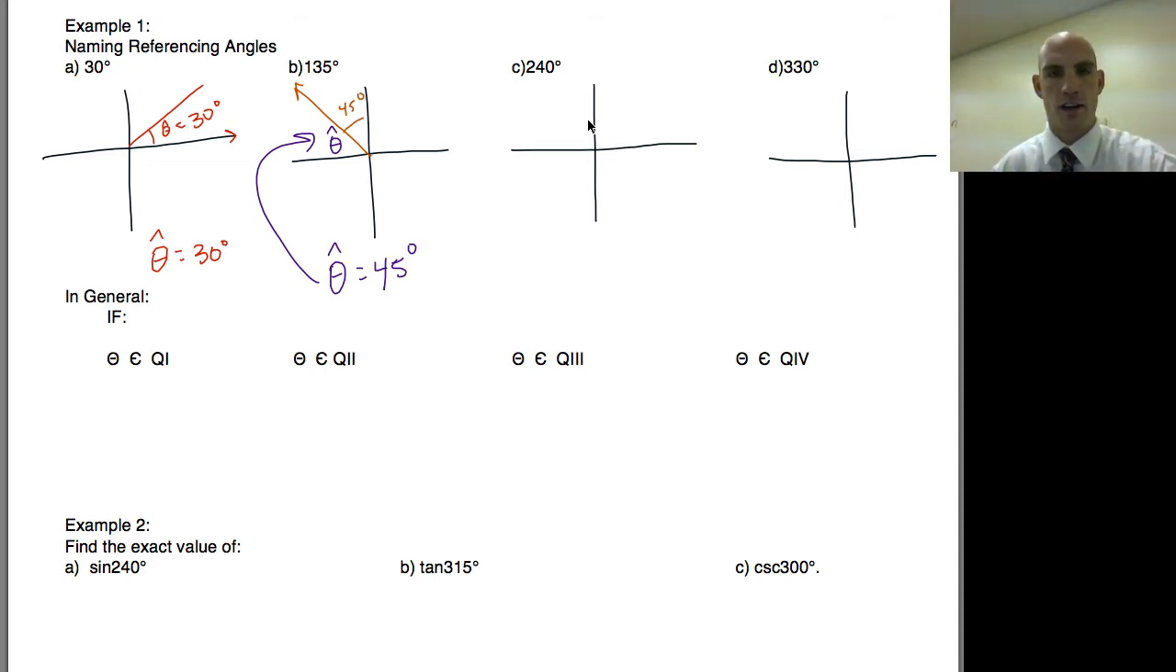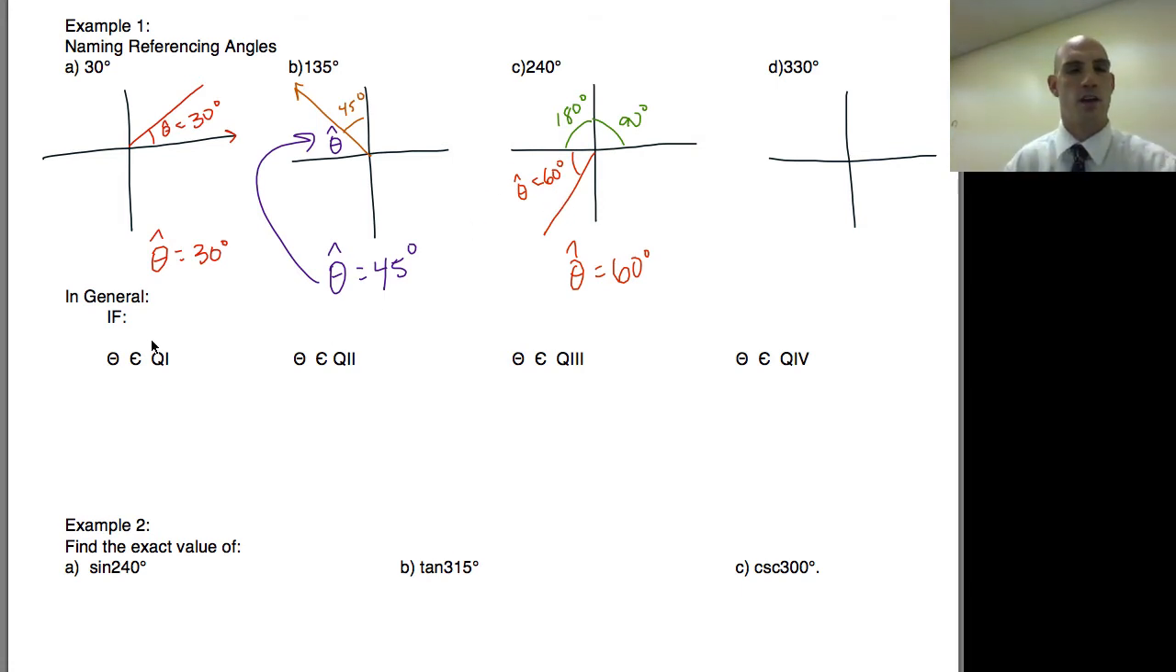240, so I'm going to go 90, 180, and another 60, right? And so that's my theta hat because it's in reference to the x-axis. So my theta hat for this one is equal to 60 degrees. See if you can do the last one by yourself. It's in reference to the x-axis. This one goes 90, 180, and another 60 would be 240 total, but the reference angle is 60 in reference to that x-axis.